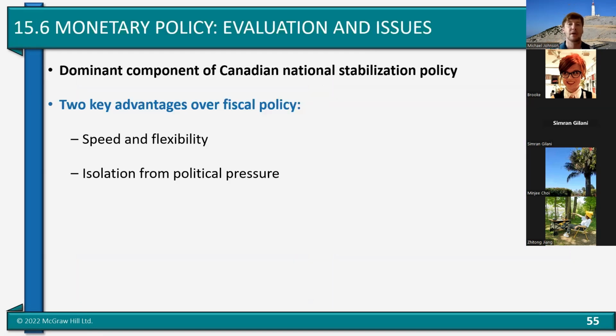So the dominant component of Canadian stabilization policy is monetary policy. The two key advantages of monetary policy over fiscal policy are speed and flexibility, and isolation from political pressure. So those are two important points on why we use it over fiscal policy. So that is why monetary policy is used.